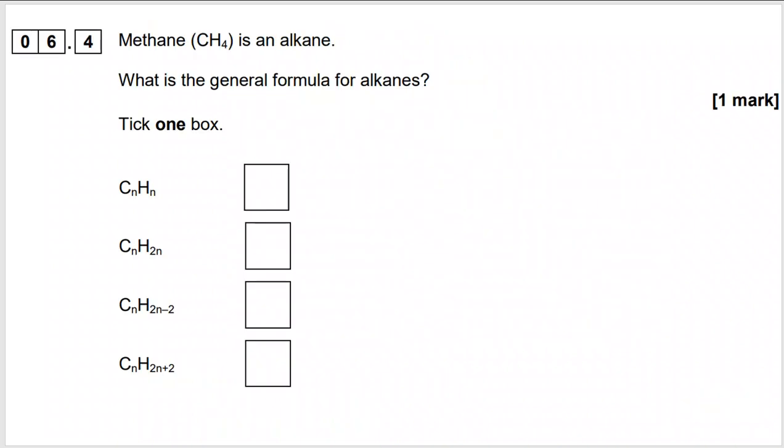On to 6.4, we've got methane, which is an alkane. What is the general formula for alkanes? Again, you need to know this, you need to remember it, but let's try to see it in action. I've also added ethane, propane, and butane. So CH4, C2H6, C3H8, C4H10. When finding the formula that fits that pattern, what I can see in every single case is if I double the number of C's and then add 2, I end up with the number of H's. That gives us a formula CnH2n+2.